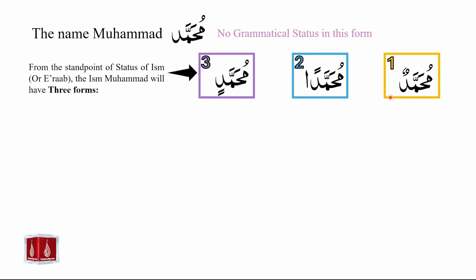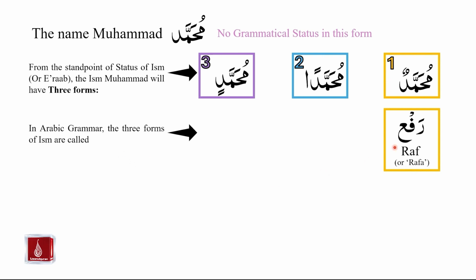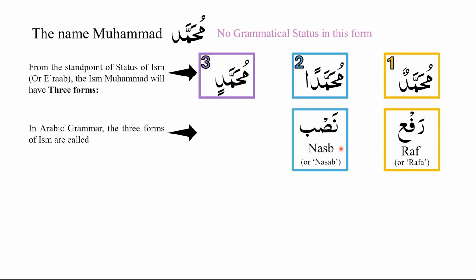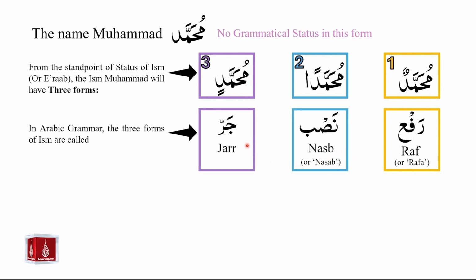The three forms of ism have their respective terminologies. In Arabic grammar, the three forms of an ism are called Rafa, Nasab, and Jar. Rafa is the name given to the first form of ism. Nasab is the name given to the second form of ism. Jar is the name given to the third form of ism.